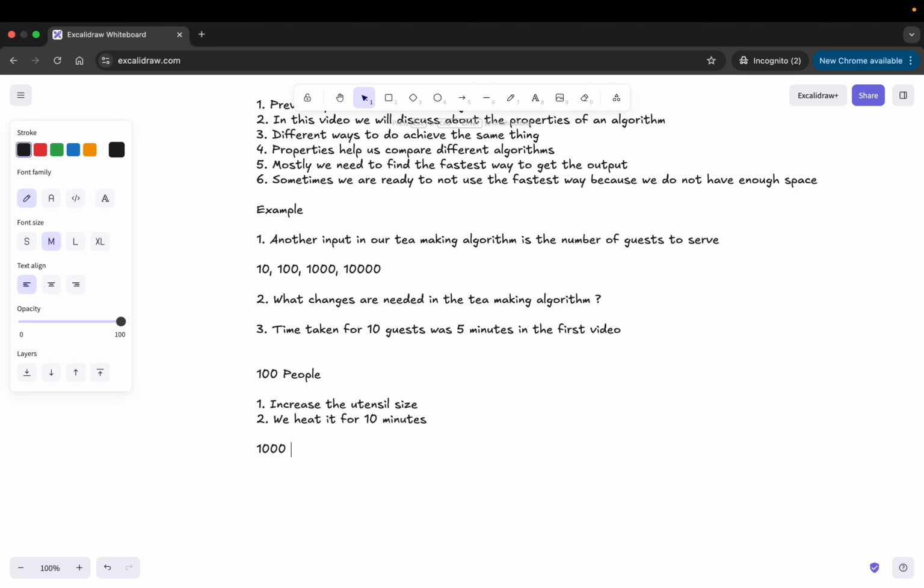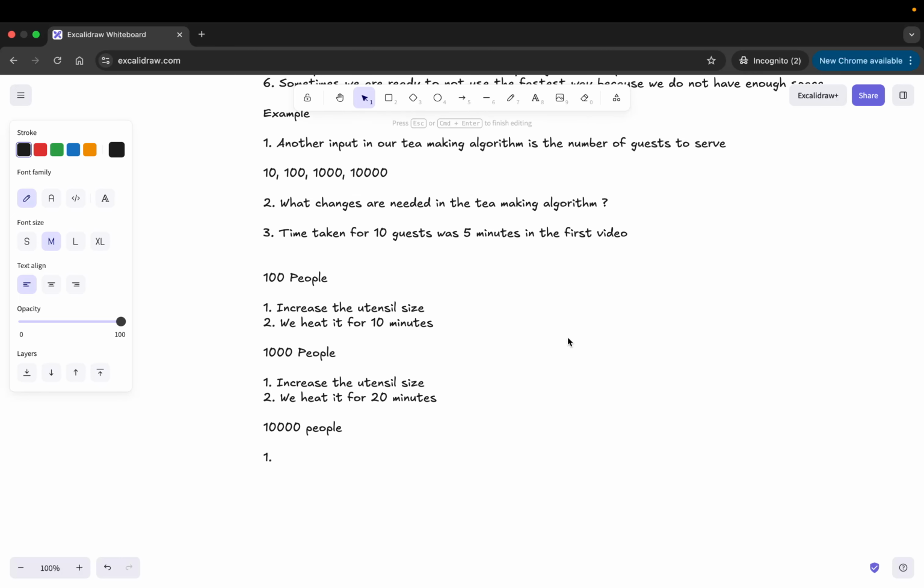Now what happens if 1,000 people come in? Again we will increase the utensil size, and we heat it for, let's say, 20 minutes. Now 10,000 people come. The problem with 10,000 people is you will have the first idea that okay, we can increase the utensil size and just prepare it for 10,000 people. But the problem is the utensil size is limited.